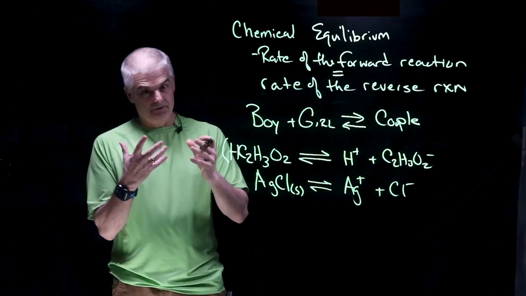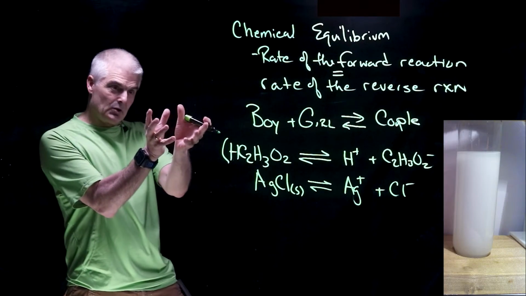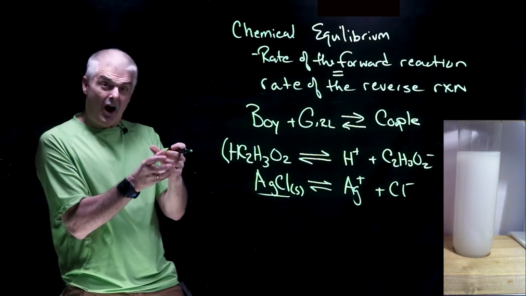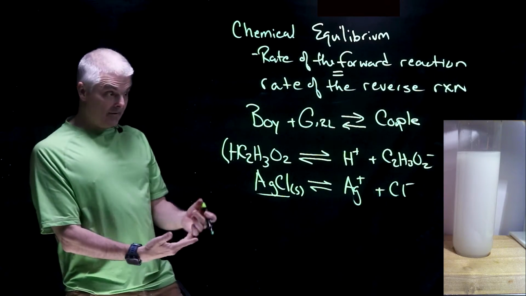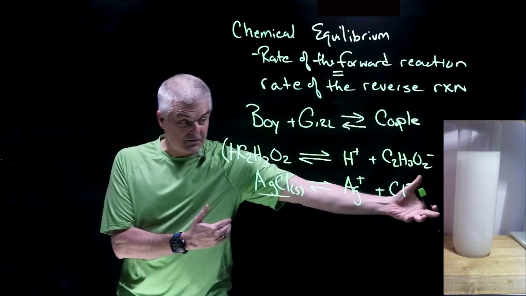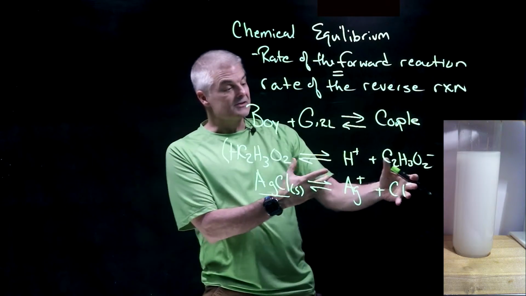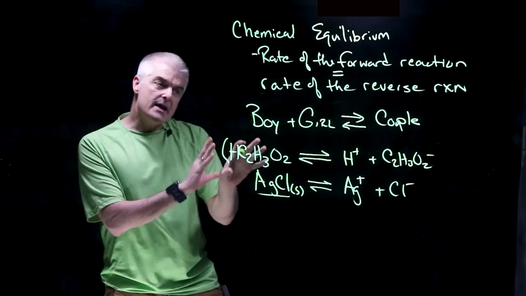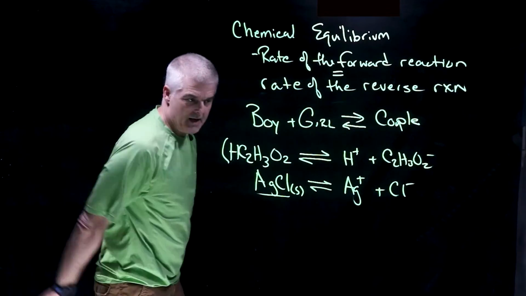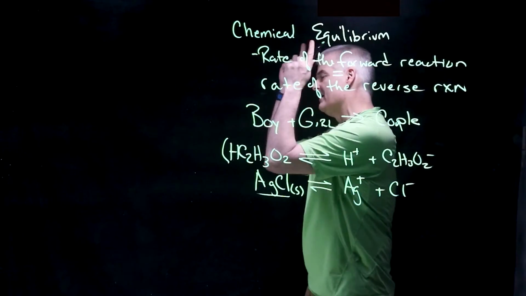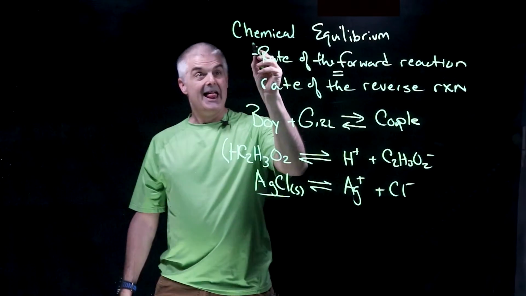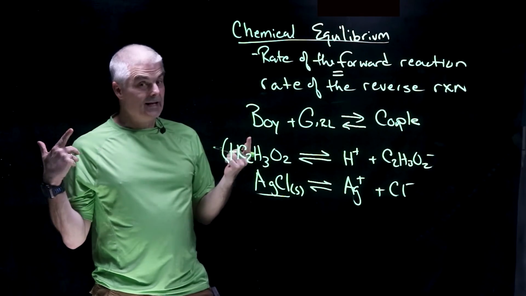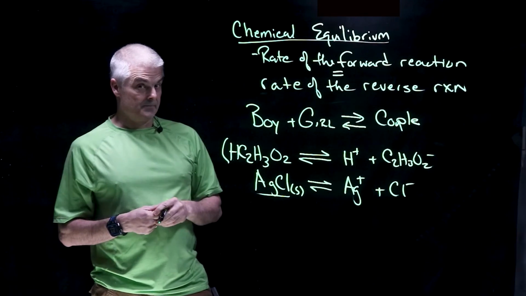So if I have a beaker full of silver chloride, the vast majority of it is the silver chloride. But some of it is breaking apart into silvers and chlorides, and some silvers and chlorides are forming silver chloride. There's this equilibrium. The rate of the forward reaction is equal to the rate of the reverse reaction. And that, my friends, is what chemical equilibrium is.